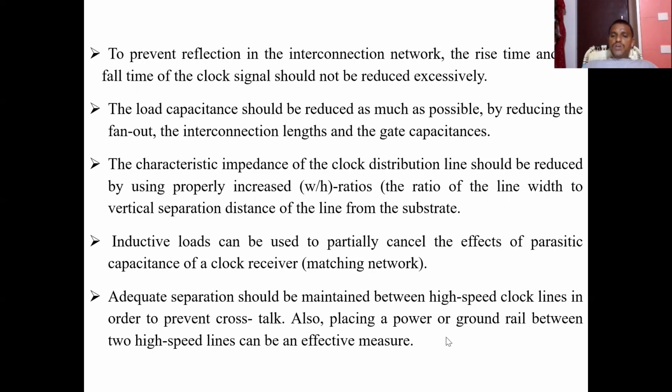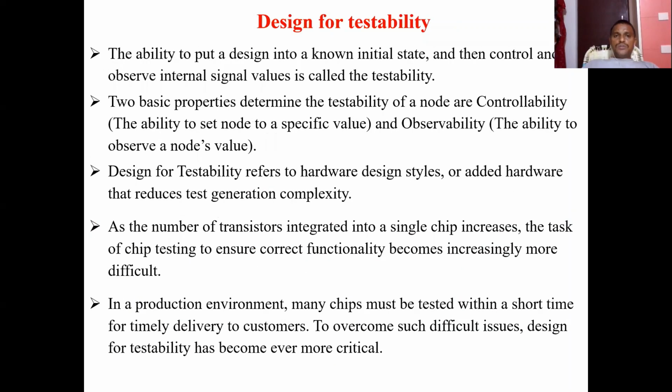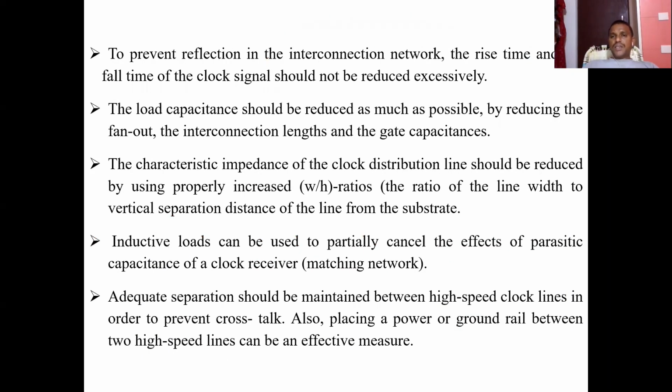Also, placing a power or ground rail between two high-speed lines can be an effective measure. So these are the different rules we have to follow while designing our clock generators and distributions. So this is about on-chip clock generation and distribution.